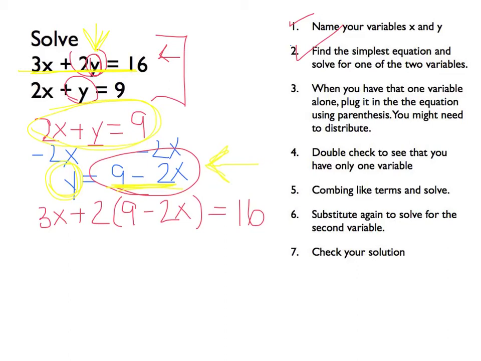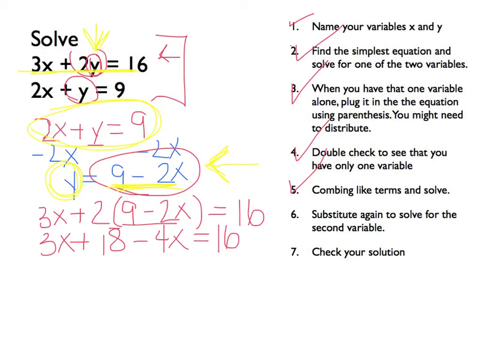Let's see how you did. So we plugged it in, number 3. Number 4, double checked you have one variable. Now we're going to combine like terms and solve. So we always start in the parentheses, but since there's a variable, we can't. So we are going to have to distribute. So 3x plus 2 times 9 is 18, and positive 2 times a negative 2x is negative 4x. So negative 4x is going to equal, all that is going to equal 16.